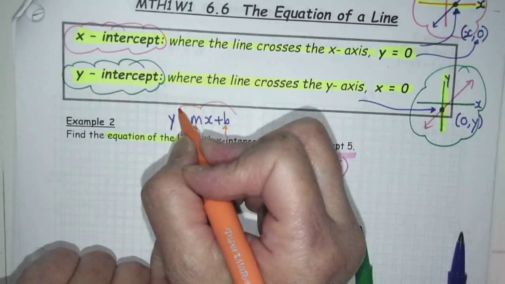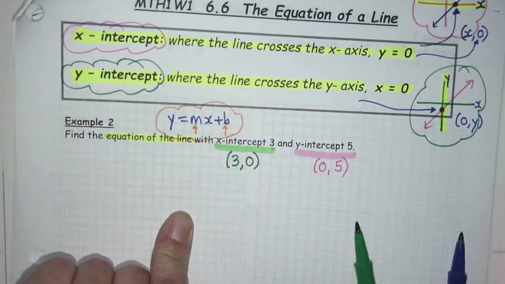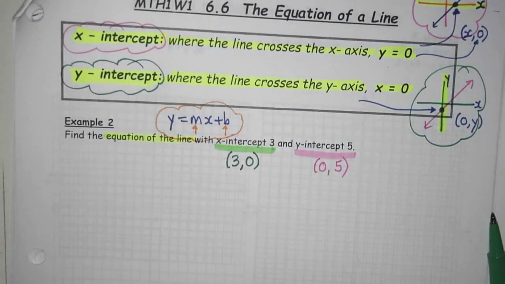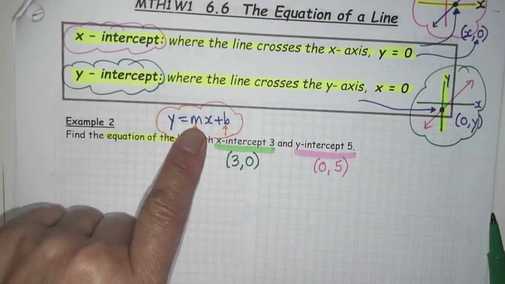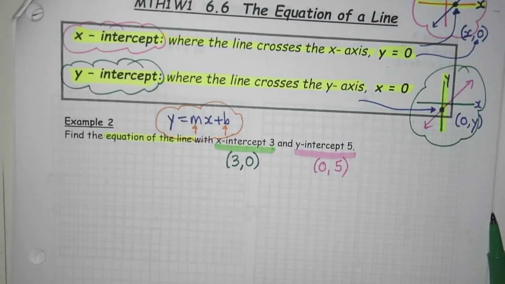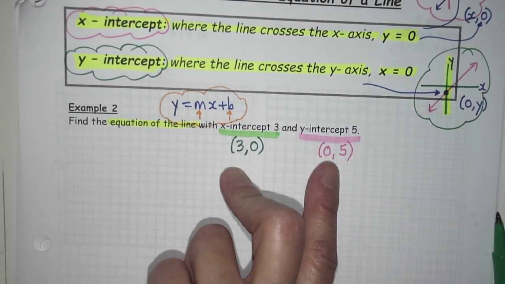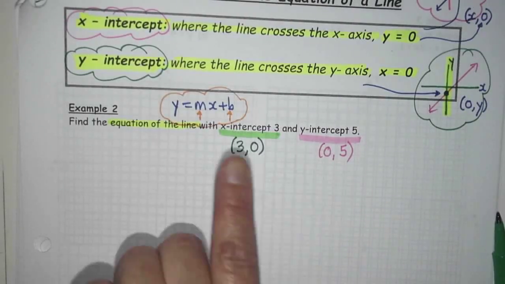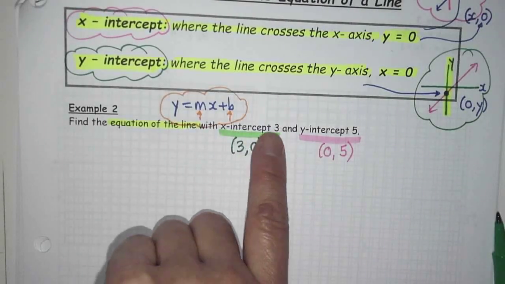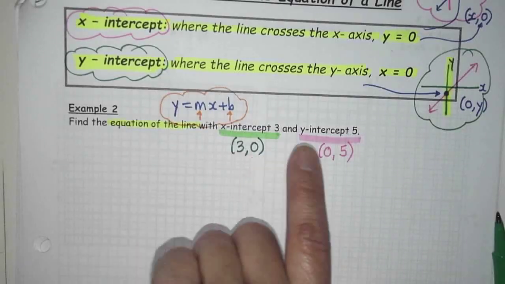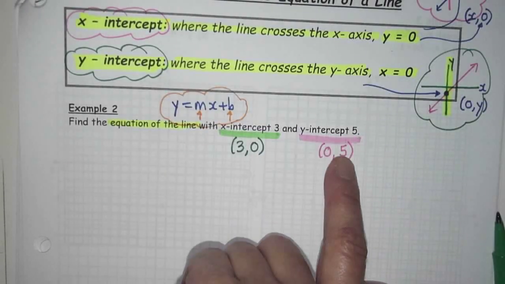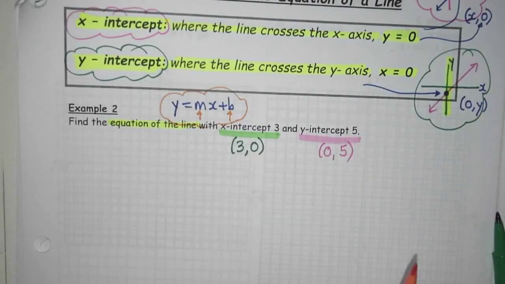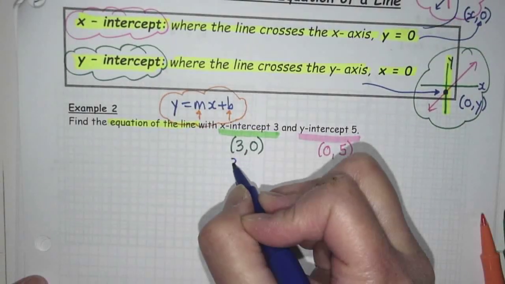I don't have the m or the b, so this is your brain thinking this. In order to find the equation of a line, I need to find m and I need to find b. I have 2 points, and we know how to write them. The x-intercept is 3, so it's (3, 0), and the y-intercept is 5, so it's (0, 5). These are my 2 points, and we're going to use them like this.